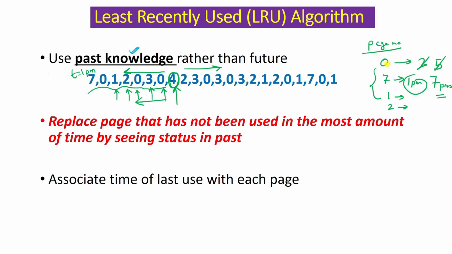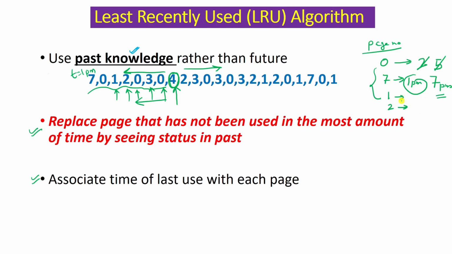Whichever page has the smallest time, that page will be replaced. So this is the idea behind least recently used. Whichever page I have used very little in the past, or have not referenced recently, I should replace that page. So this is the idea behind LRU. With each page number I keep track of the time it was last referenced. In this way LRU works.